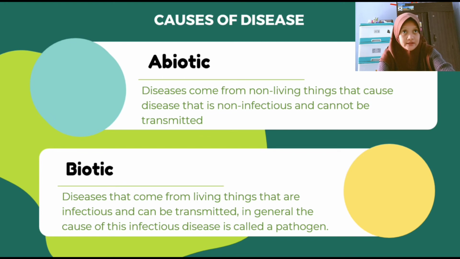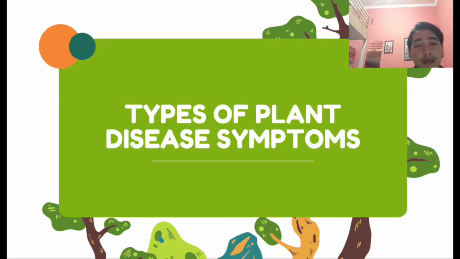Cause of disease: abiotic and biotic. Abiotic disease comes from non-living things and is non-infectious and cannot be transmitted. Biotic disease comes from living things, is infectious, and can be transmitted. In general, the cause of this infectious disease is called a pathogen. Next, types of plant disease symptoms.